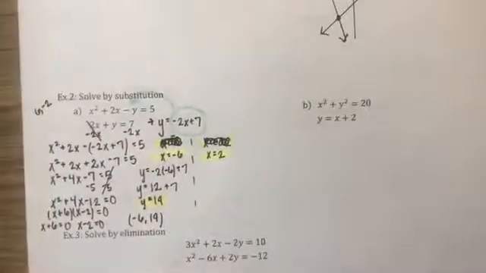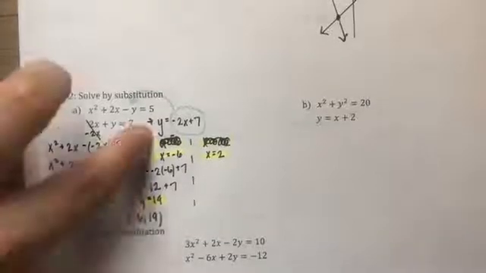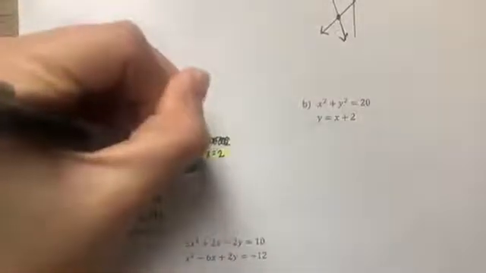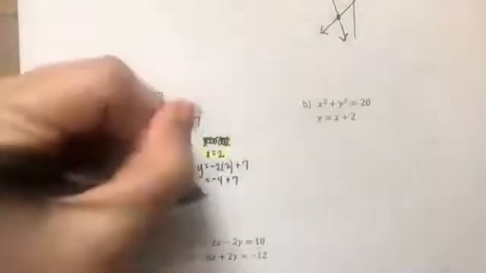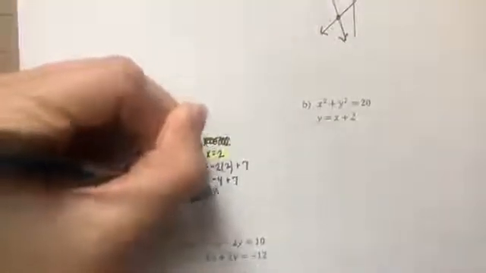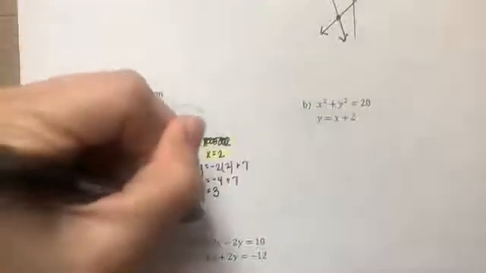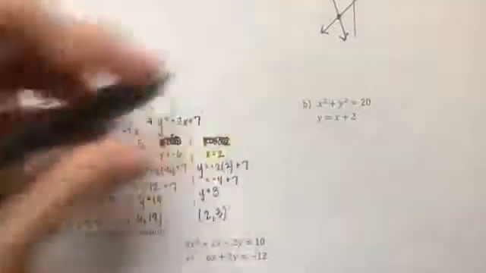And then to find the other solution, we'll take x equals 2 and substitute it into this equation also. So y equals negative 2 times 2 plus 7. Negative 2 times 2 is negative 4 plus 7. And then negative 4 plus 7 is 3, so y equals 3. So our other solution is 2, 3.